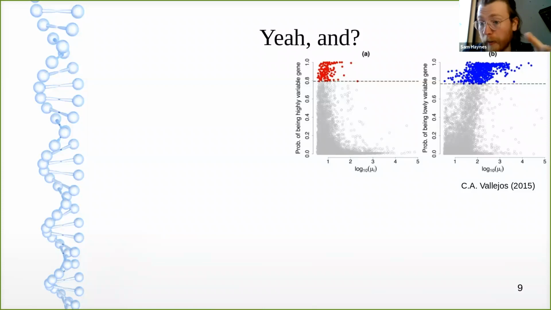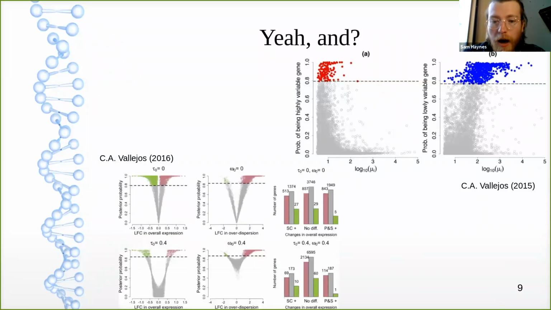And with models such as what Catalina Vallejos has done, you can start putting down a threshold, saying, I want to look at all of the genes that seem to be highly variable, and then possibly look specifically at particular genes that are expressed highly in certain conditions, or even lowly expressed in certain conditions.